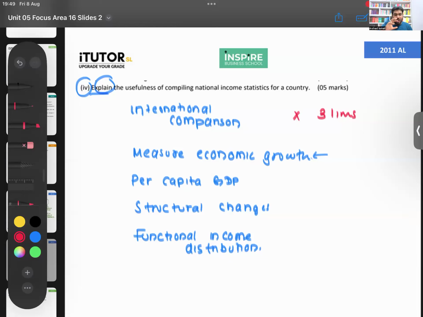So 5 small paragraphs. One paragraph is around 3 to 4 lines, not big paragraphs. So for each point, define, expand, then write. Then you will get your full 5 marks.